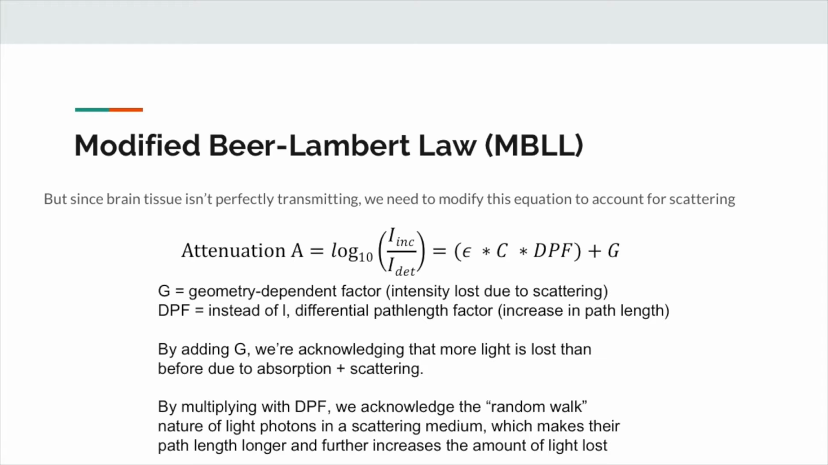And then you have to add on a g at the end, which is called the geometry dependent factor. And this is accounting for the amount of light that's lost, not due to the absorption, but to its scattering out of the system, essentially. So by adding g, we're acknowledging that more light is lost than before due to both absorption and scattering, not just absorption. And then by multiplying with the differential path length factor, we acknowledge the random walk nature of light photons in a scattering medium.